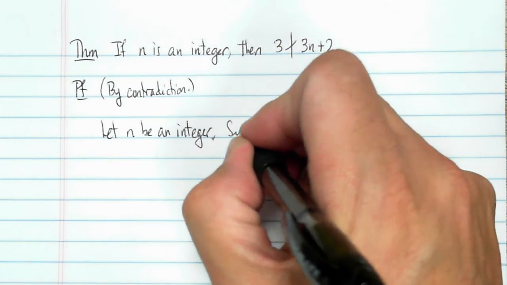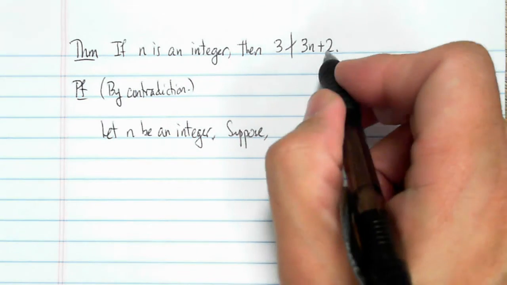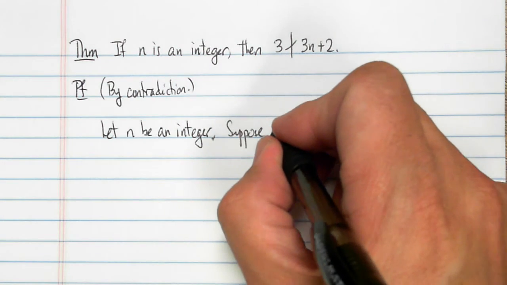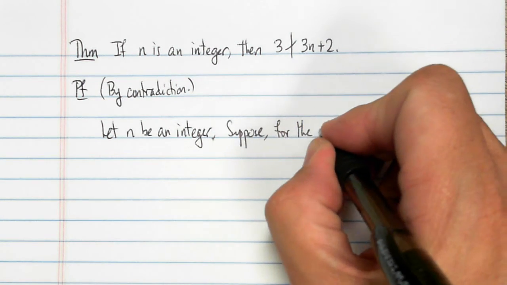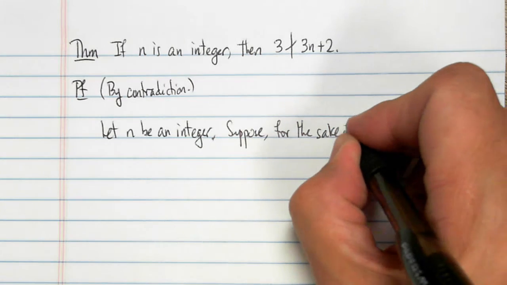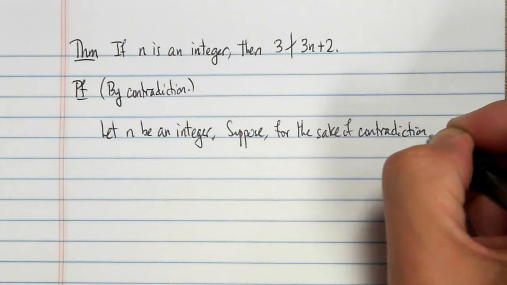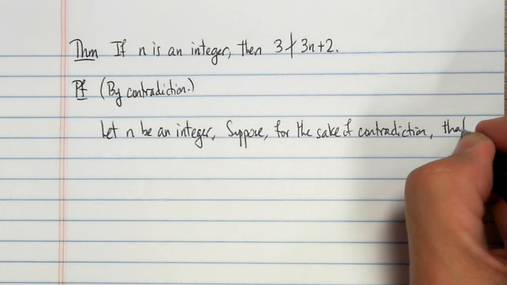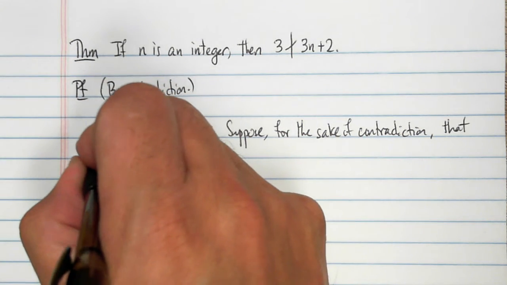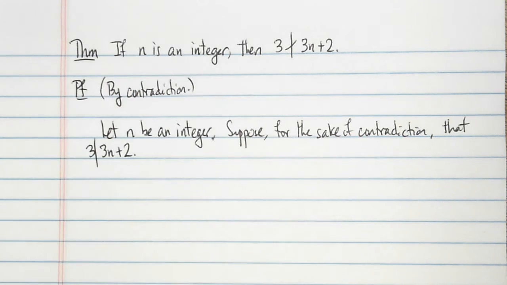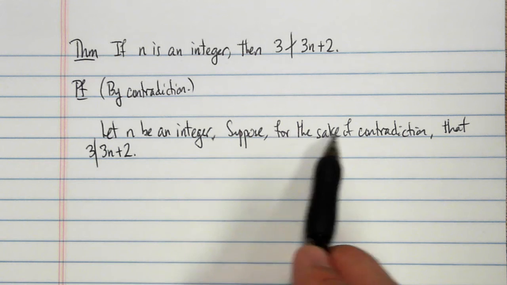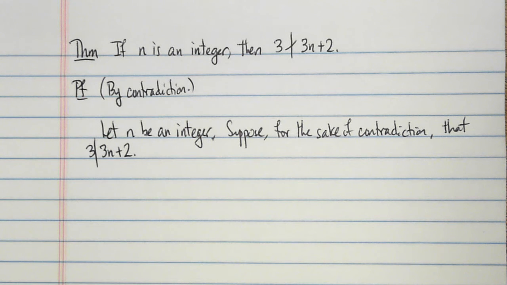And suppose that the negation of the conclusion is true. Suppose, for the sake of contradiction, that 3 is a factor of 3n plus 2. Suppose that were to happen. Now I'm going to assume the negation of the conclusion, and I will show that's impossible, that something unusual happens when I come out the other end.